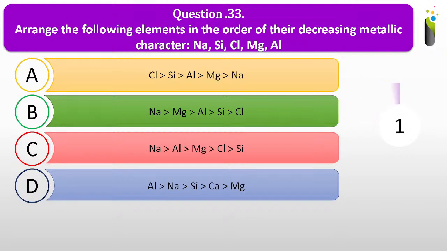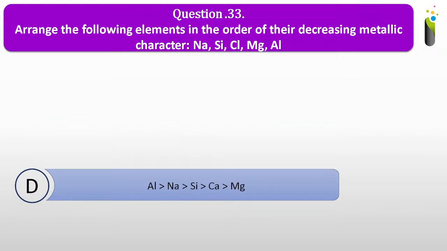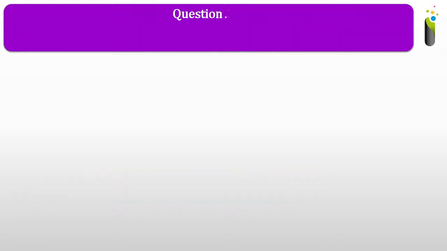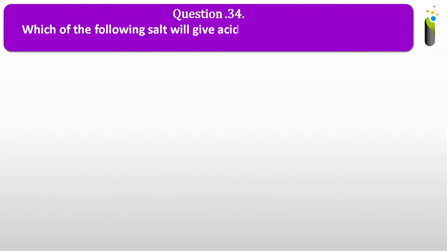So the correct answer for this question is D. Aluminium more than sodium, more than silicon, more than calcium, more than magnesium. Coming to the next question, number 34. Which of the following salts will give acidic solution when dissolved in water?